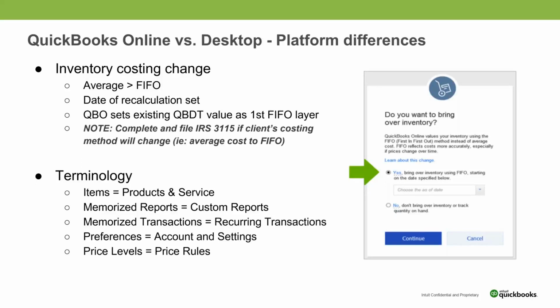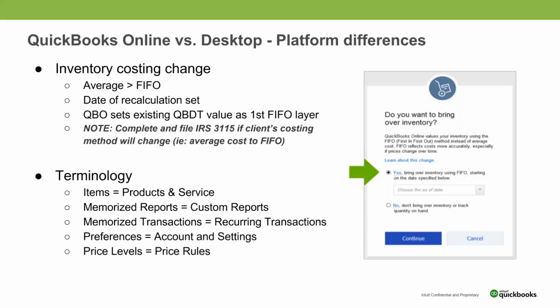And then terminology. I don't think I've caught all of them, but these are some of the main ones. We're used to saying items in Desktop, which is the things that the client sells to their customers. So it's the product list. In QuickBooks Online, it's called products and services. So just terminology. I do need to point out there are some screens in QuickBooks Online that also call it an item. So the list itself is called products and services, and then if you're digging in, it'll say items sometimes. But it means what they sell.